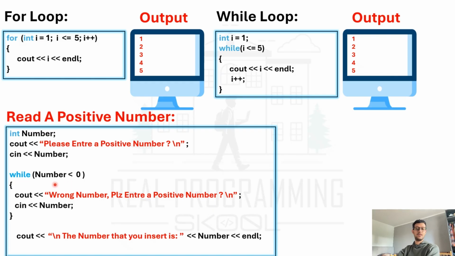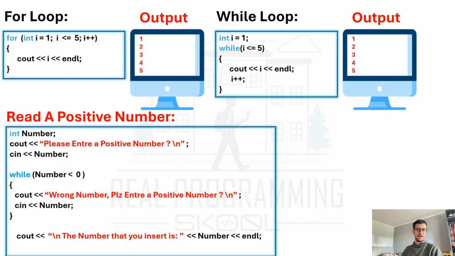For example, let's say the user inserts number 5. 5 is a positive number, so the condition will be false, and the compiler will not go inside this while loop and will go to complete the rest of the code of the program, which is this line of code, cout. The number that you insert is, we will call number, which is the variable name that you store the positive number inside, and will display it on the console screen.